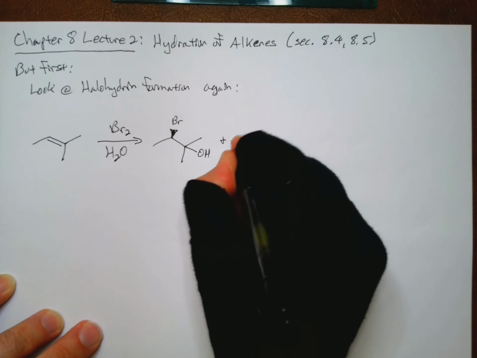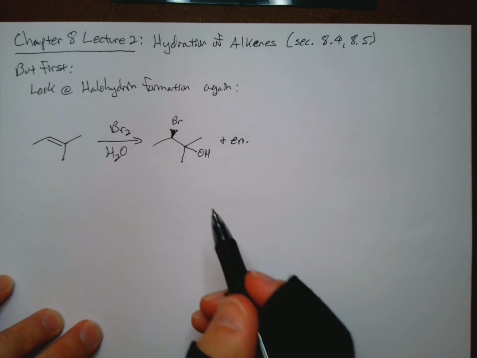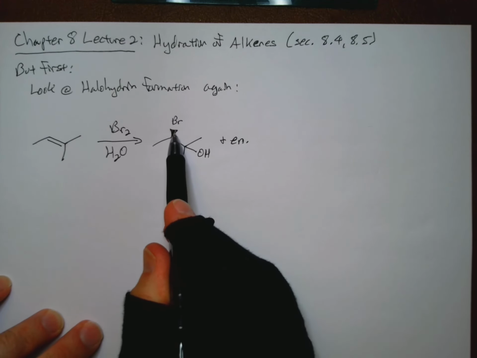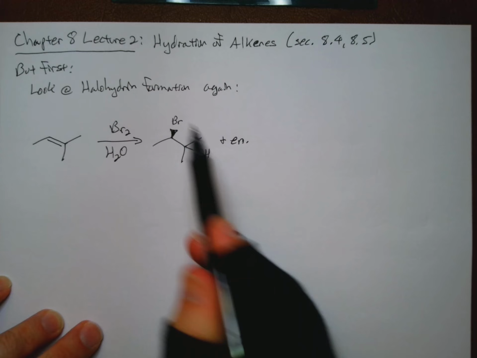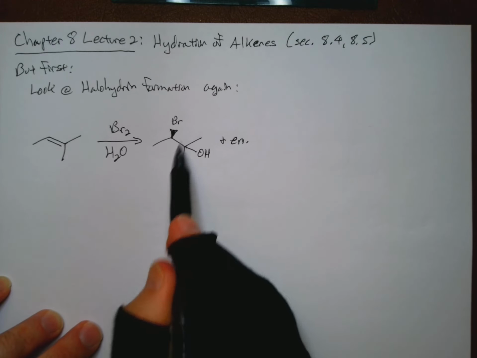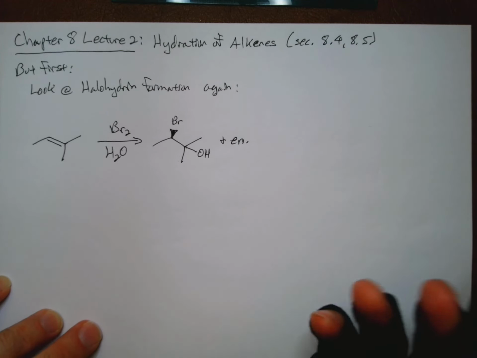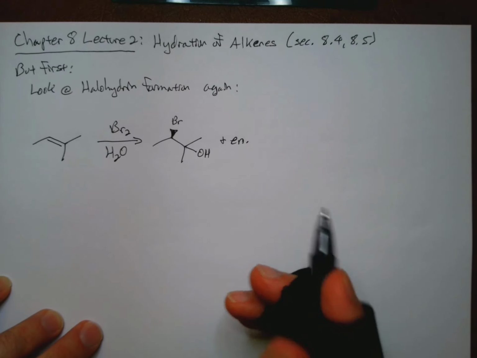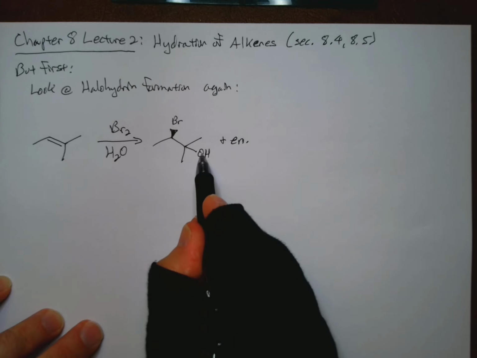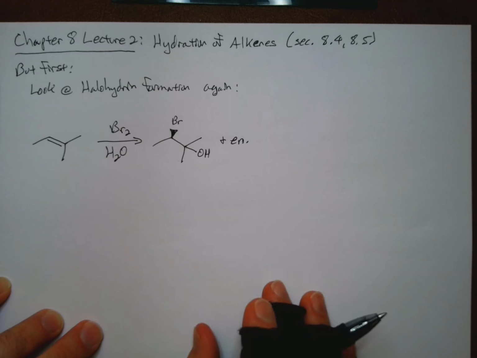I'm just going to write plus En for plus enantiomer, because depending on which side the OH adds to, we'll either get the bromine sticking one way or the other way, because that carbon there is chiral. It has a hydrogen, a methyl, a bromine, and that stuff. This carbon is not chiral because it's got two methyls. All right. Now notice that I added the OH specifically to the more substituted carbon.